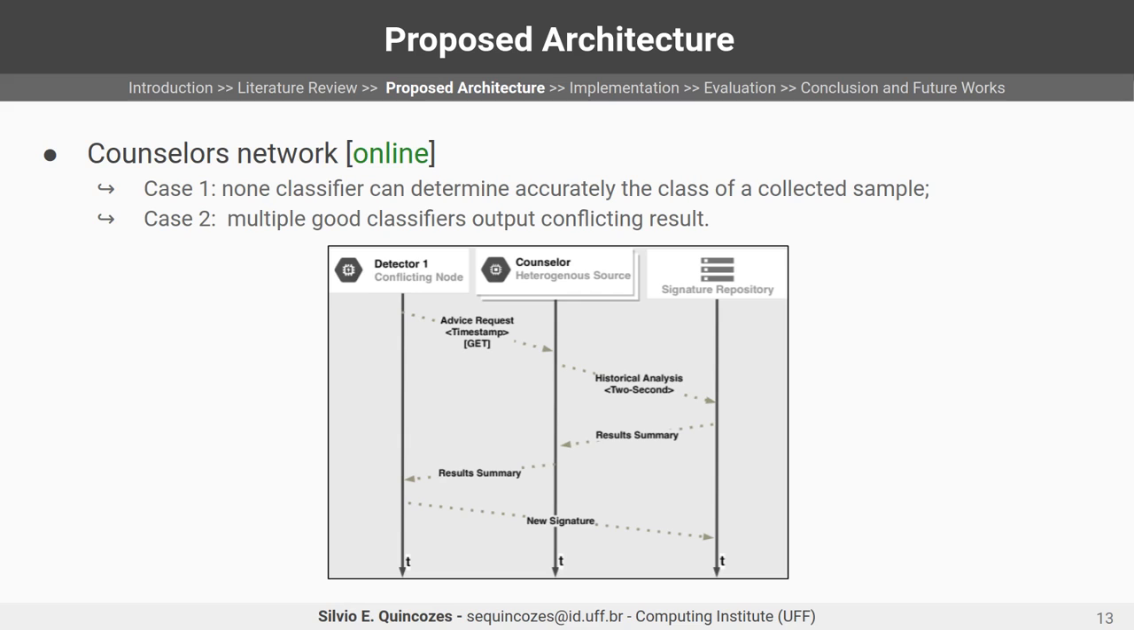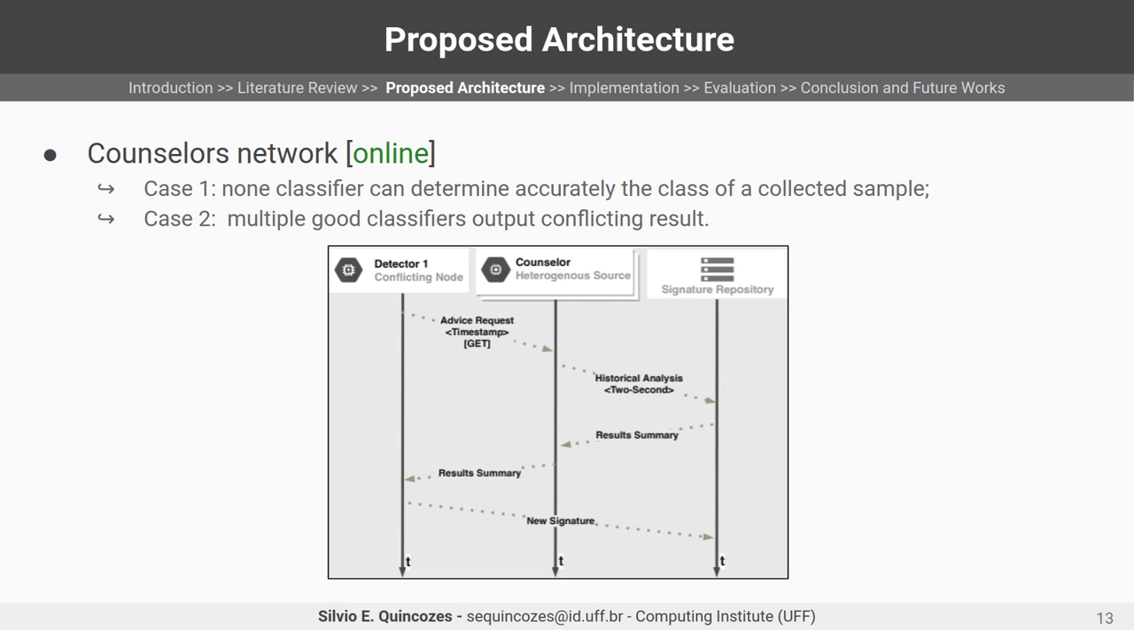So basically, a detector with a conflicting node will ask for advice from the counselors network, and this counselors network will rely on its historical analysis to take the correct decision in response to the advice request. And finally, detector 1 can use this advice to first take the reliable final decision and output the expected classes as a result of the counselor network.